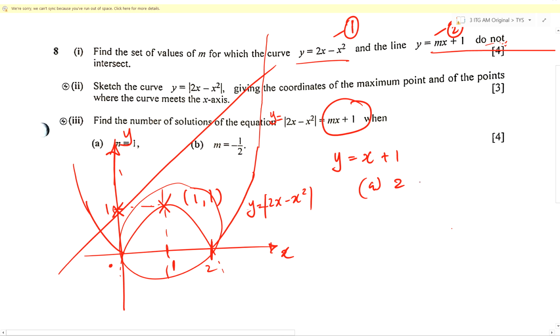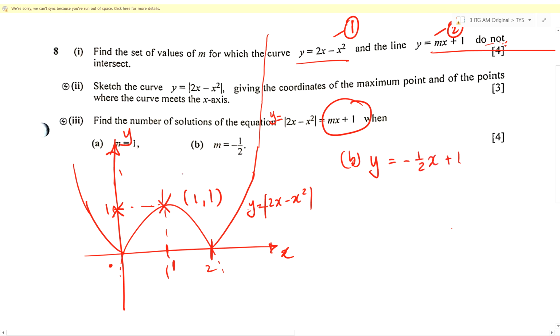Next, the case of m equals negative half. For part B, sketch the graph of y equals negative half x plus 1. Again, it is going to cut the y-axis at 1. But the gradient is negative half over here. So I know it is going to slope down through this point over here. So take a ruler. If it slopes down this way, how many intersection points do you see? We see 1 on the left side, 1 on the right side.